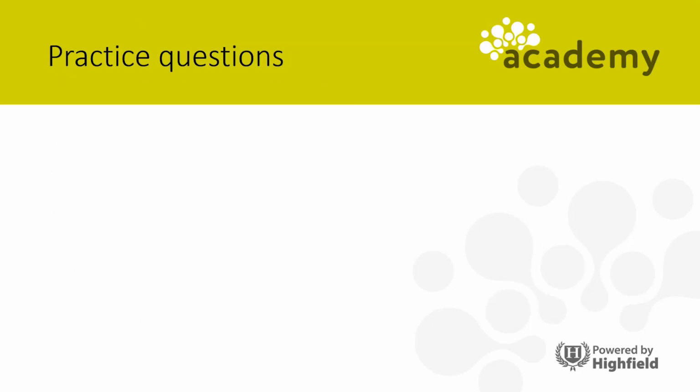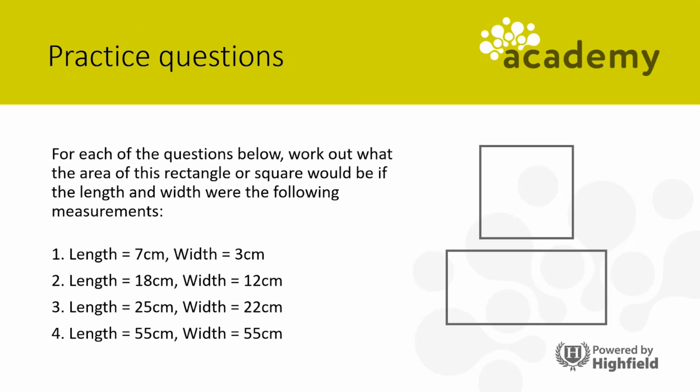Let's look at some practice questions. For each of the questions below, work out what the area of this rectangle or square would be if the length and width were the following measurements. Number 1, length is 7 centimeters and width is 3 centimeters. Number 2, length is 18 centimeters and width is 12 centimeters. And number 3, the length is 25 centimeters and the width is 22 centimeters. And in 4, both the width and the length are 55 centimeters. So press pause, have a go at answering the questions, and when you're ready to see the answer, press play.